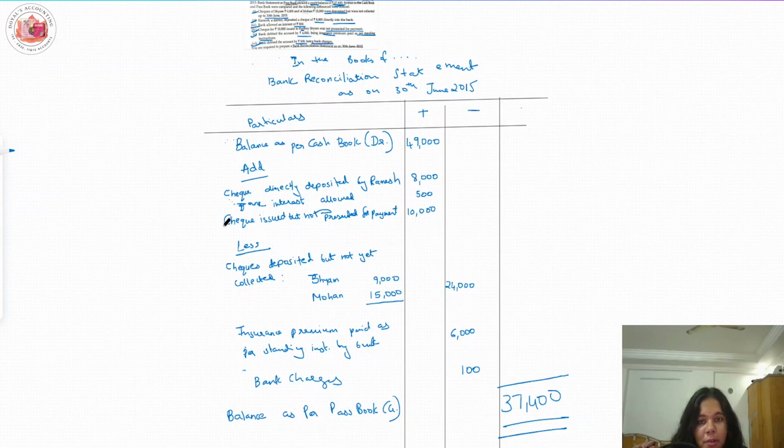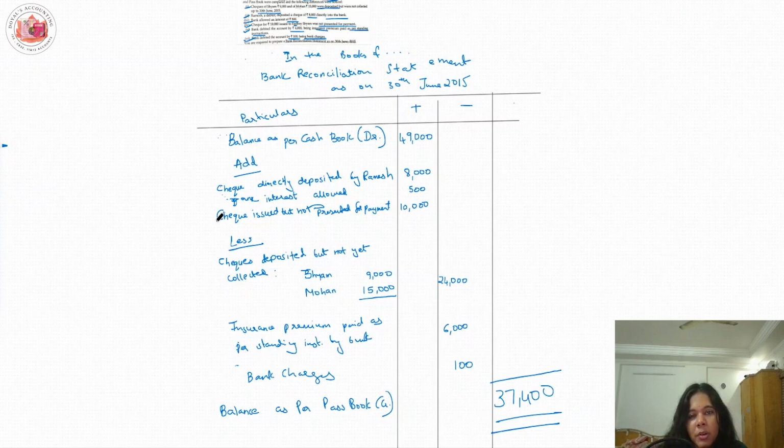So all you need is a little bit of common sense. You need to keep reasoning out. Okay, so if this has happened, how will it impact my account? If in that account amount is more, then what will the effect be in the other account? So if you apply these logics, you will be able to sail through bank reconciliation statement. It is very simple. You don't have to rote learn anything. You just have to apply simple logic and common sense.